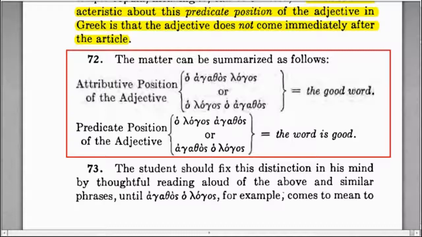That makes it the predicative position. Okay? That means basically we're using the adjective as a predicate. Okay? The word is good.